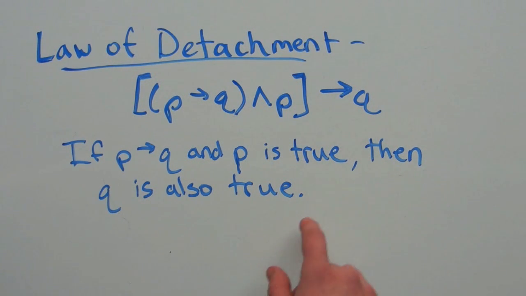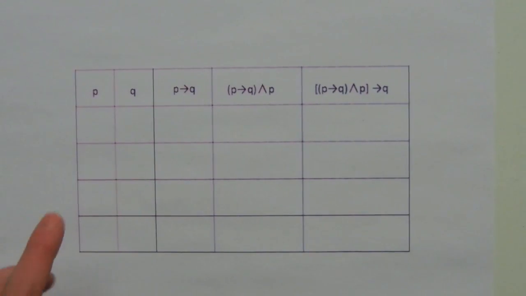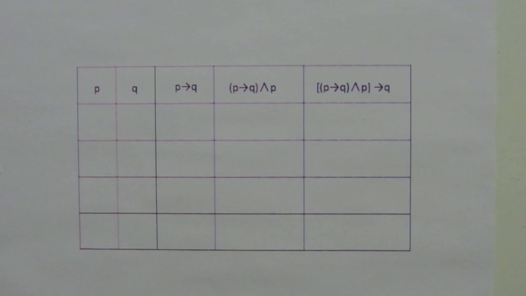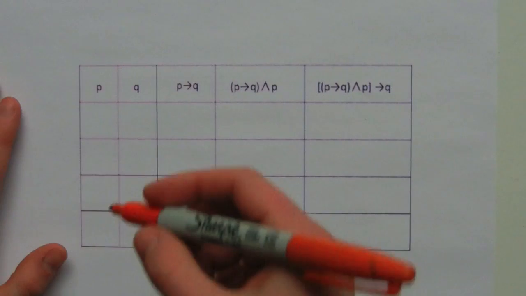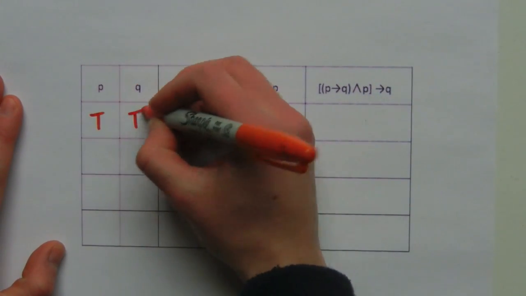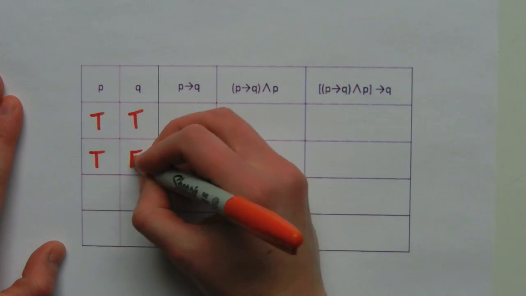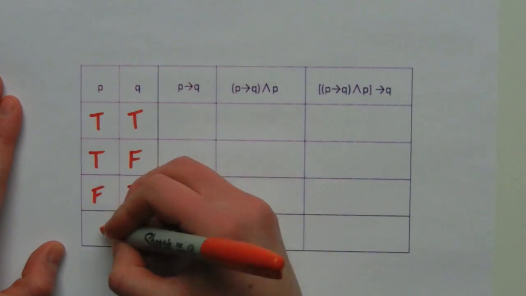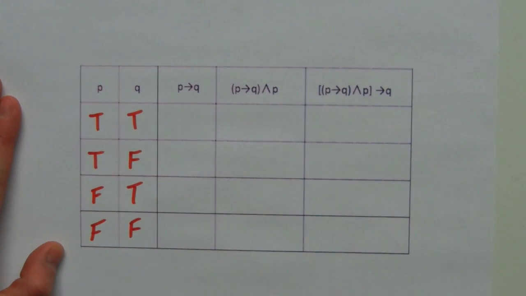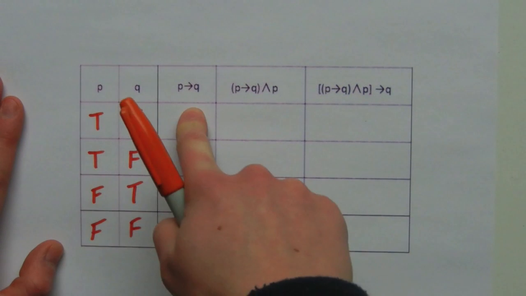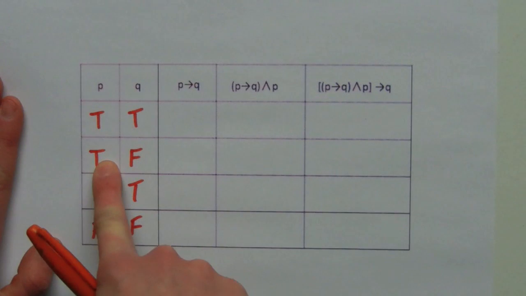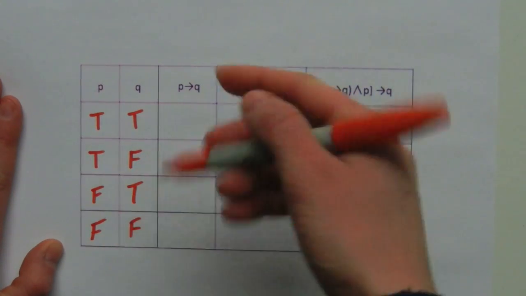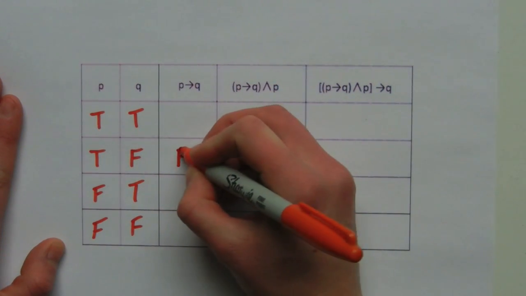Let's go ahead and look at the truth table to this law. To make it easier, I have the truth table printed out, so we're just going to fill it in. So let's list our different options for P and Q. We can have both of them true, P can be true and Q false, P can be false and Q true, or they both can be false. Now remember, P implies Q is always true unless we have a true hypothesis leading to a false conclusion. So this is the only place where P implies Q is false.